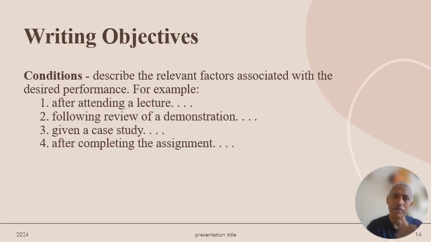That's the condition. So condition is under what circumstances do you want the students to do the performance that you want them to do? Under what circumstance do I want you to list the three components of the objective? By the end of the class. That's the condition. After attending a lecture, following a review of a demonstration, given a case study, after completing the assignment, all of these could be conditions.